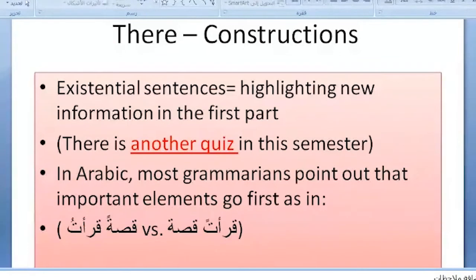Or I can use passive. أقدر أستخدم المبني المجهول وأبدي بالمفعول به لإعطاء الأهمية. فأقول the story was read by me. The story was read by me.